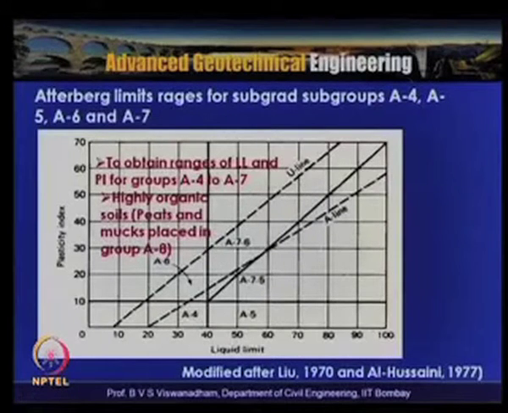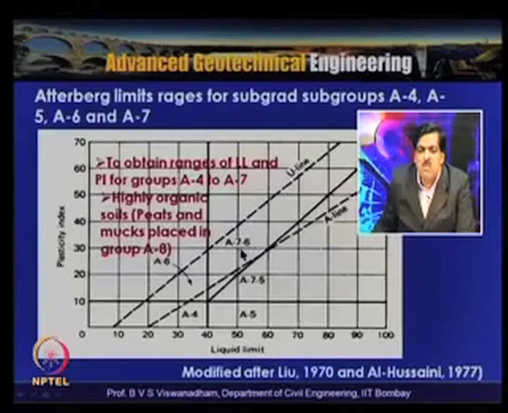In this particular slide, Atterberg limits ranges for the AASHTO subgroups A4, A5, A6 and A7 are shown. The U line and A line are superimposed on the data. It can be seen that A4 and A5 fall below the A line, to obtain the ranges of liquid limit and plasticity index for groups A4 to A7, and the highly organic soils, peats and muck groups are also placed. So the AASHTO groups are superimposed on the plasticity chart. Above the A line is soil having medium plasticity, and here is soil having high plasticity, which is not addressed in the AASHTO classification system. PT type soils are indicated as A8.